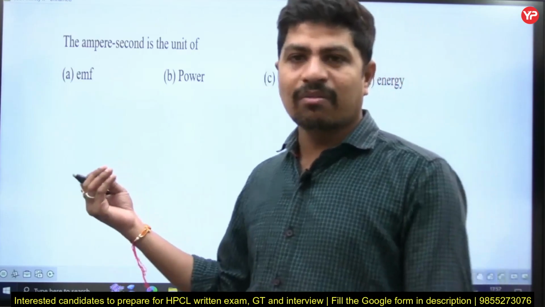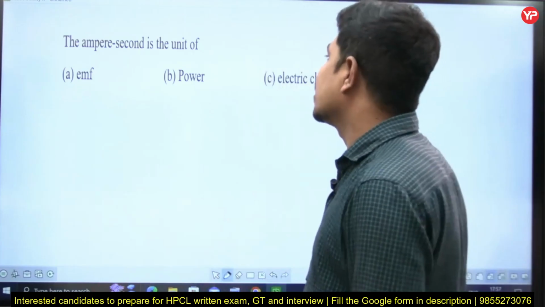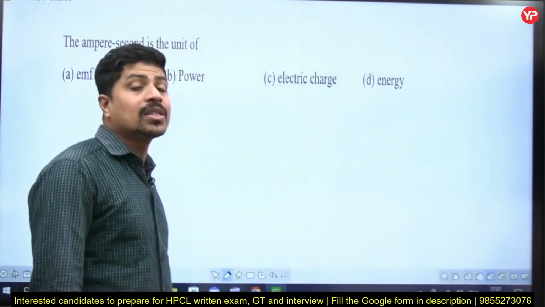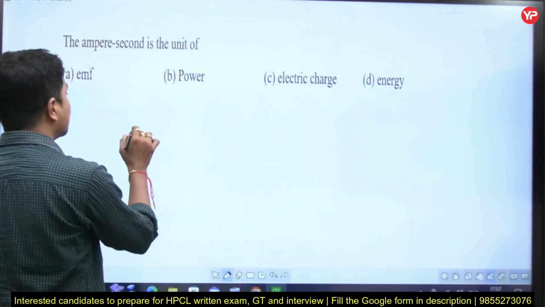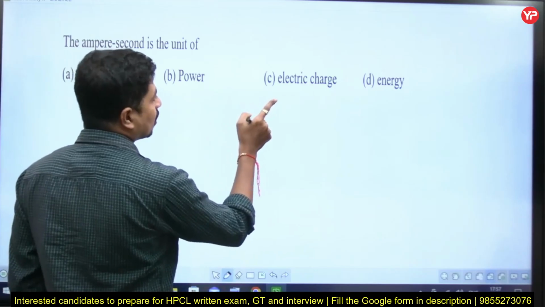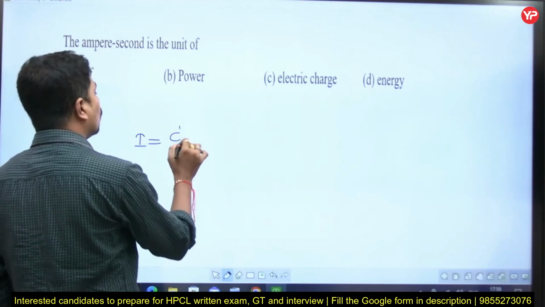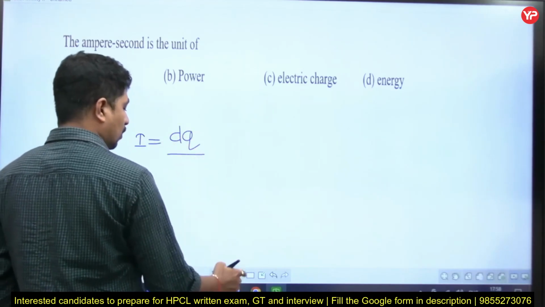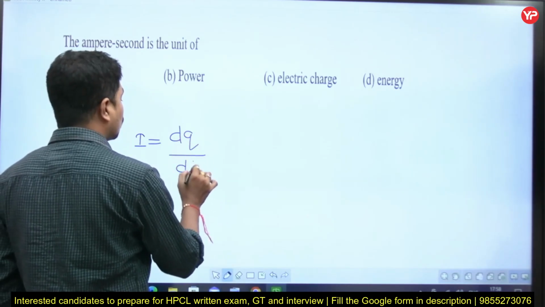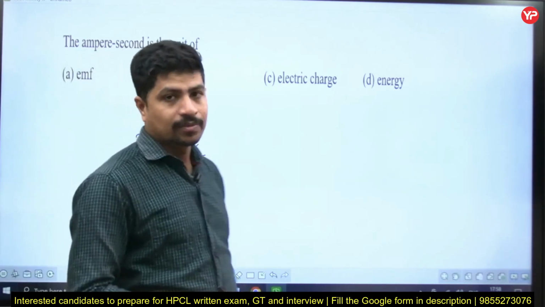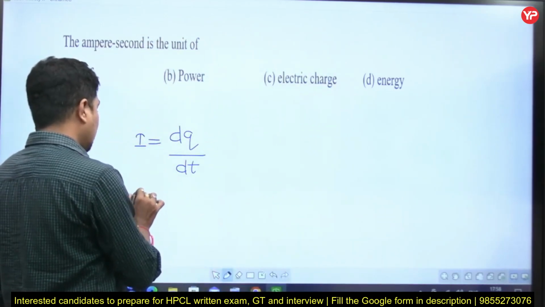Sometimes very simple questions like just a definition are also given. Ampere second is the unit of, he is asking, whose unit is amperes into second. Now let's write the options: EMF, power, electric charge, energy. I is equal to dq by dt. I is current. The rate of flow of charge is called current. So the unit of I is amperes.